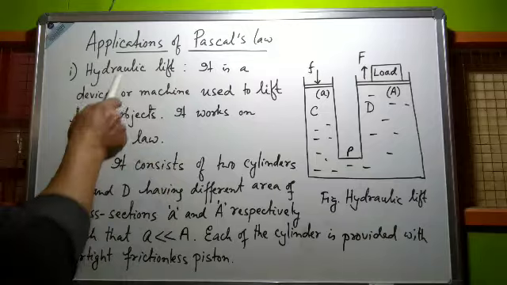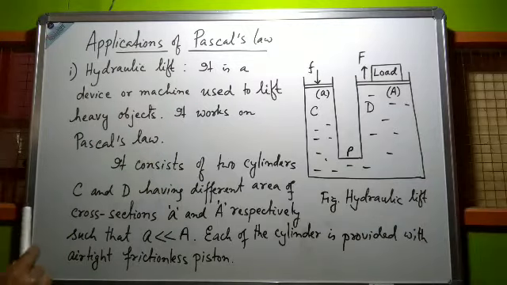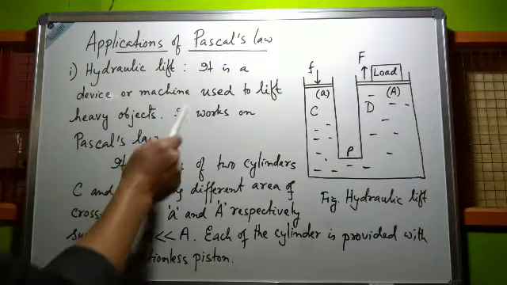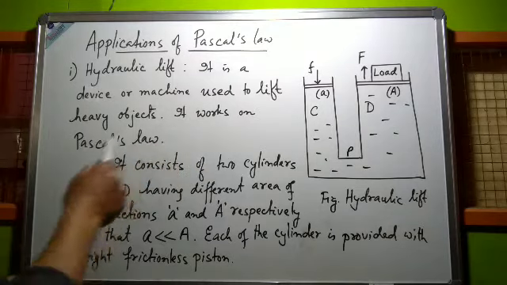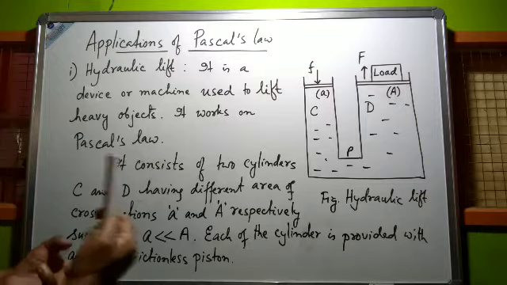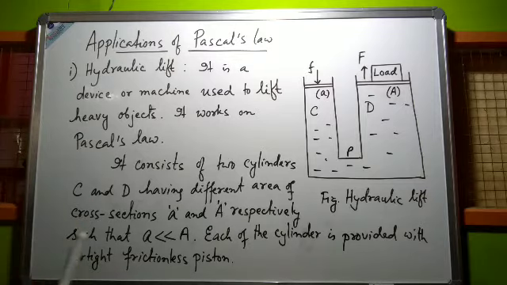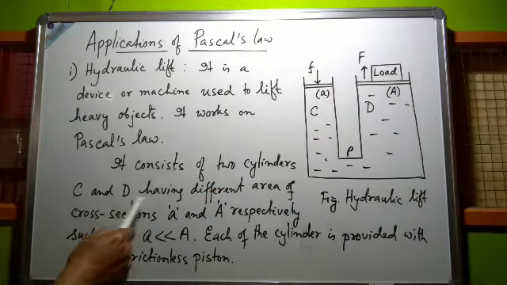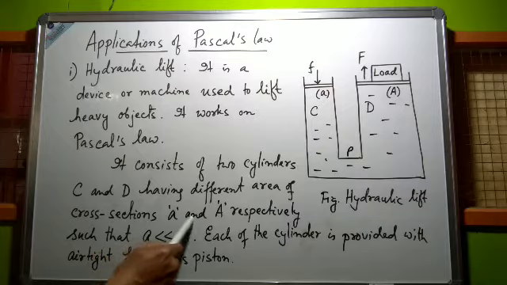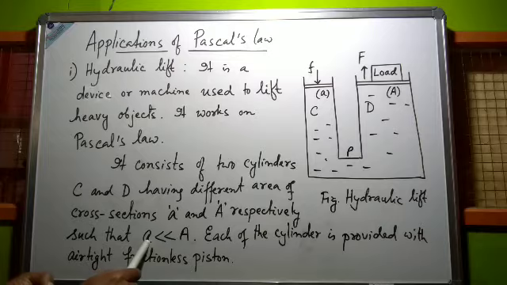So hydraulic lift may be defined like this: it is a device or machine used to lift heavy objects. It works on Pascal's law. It consists of two cylinders C and D having different area of cross sections, say small a and capital A respectively, such that small a is very much less than capital A.